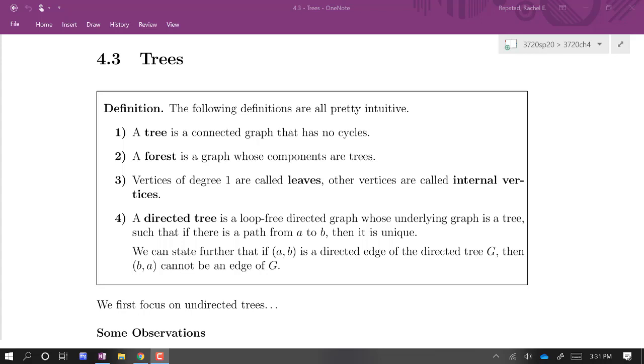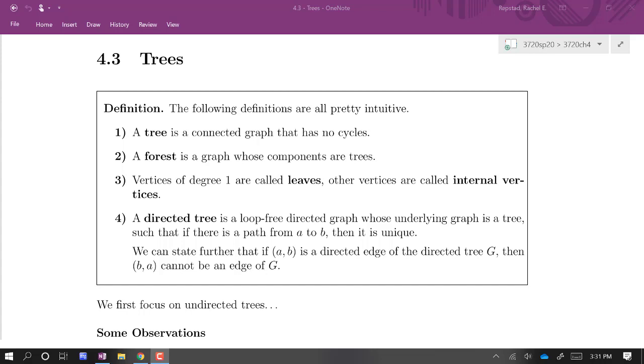All right, so in this section, we're going to look at trees. A tree is defined to be a graph that is connected and has no cycles. The rest of these definitions are pretty intuitive. A forest is a graph whose components are trees. Vertices of degree 1, so a vertex sort of at the ends, those are leaves, and all the other vertices are called internal vertices. And then a directed tree is a loop-free directed graph whose underlying graph is a tree.